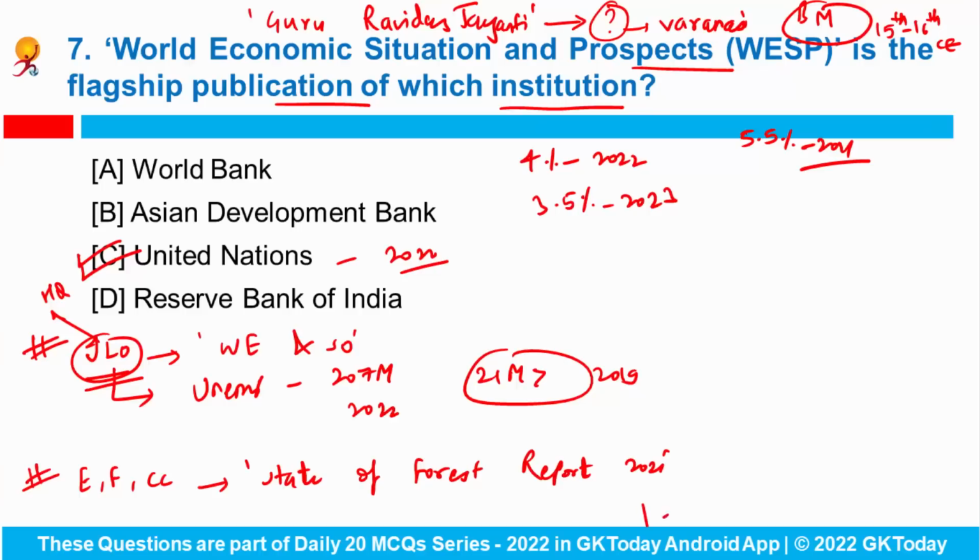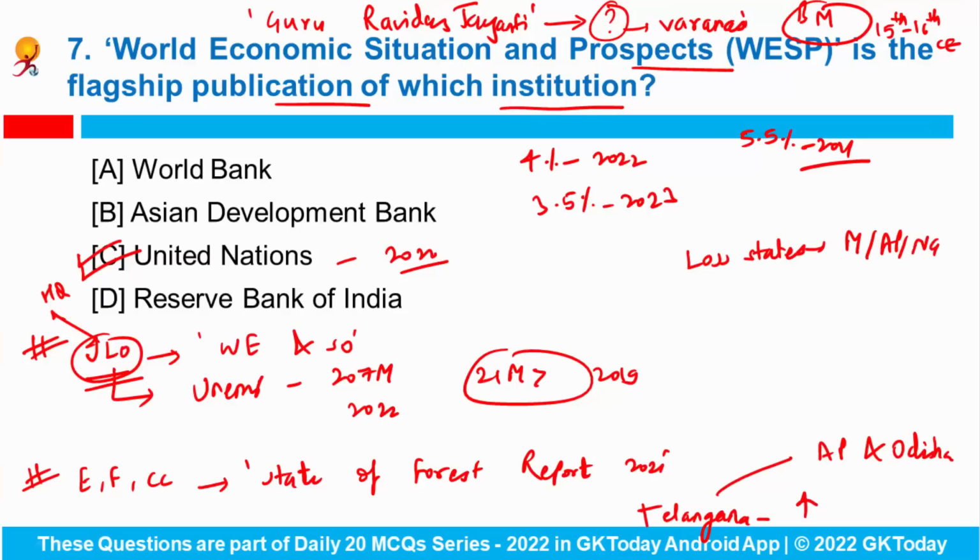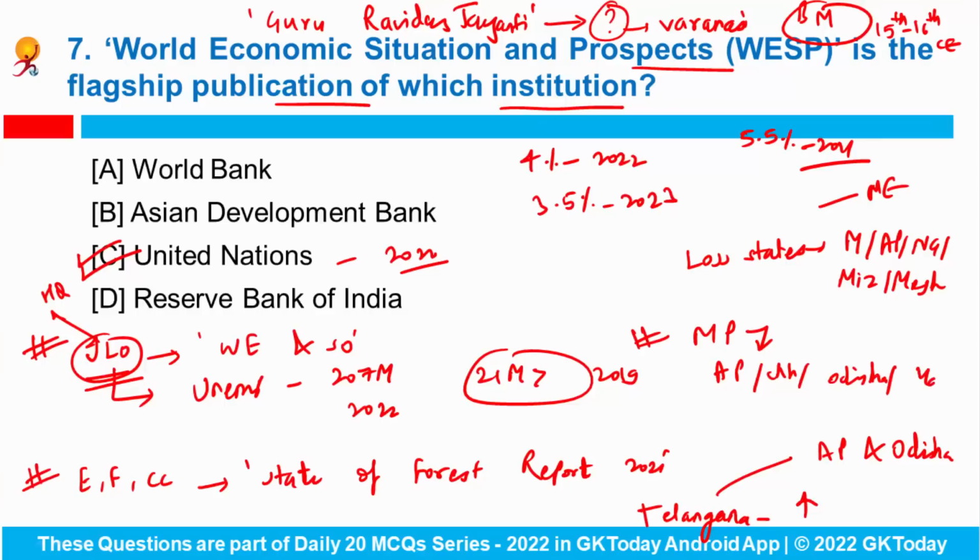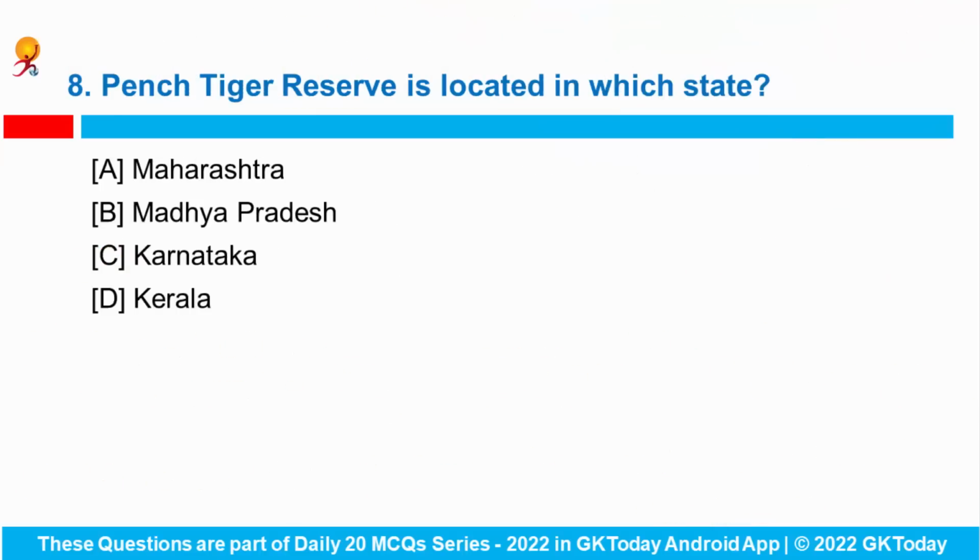Do remember that Telangana has shown the highest increase in forest cover of all the states, and it was then followed by Andhra Pradesh and Odisha. Then the states that were in loss were Manipur, Arunachal Pradesh, Nagaland, Mizoram and Meghalaya. In short, you can say the northeast. Then the state with highest forest cover is Madhya Pradesh, and it was then followed by Arunachal Pradesh, Chhattisgarh, Odisha and Maharashtra. Fine. Now question number 8.